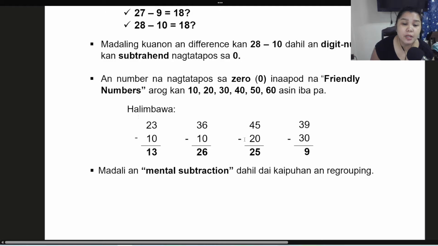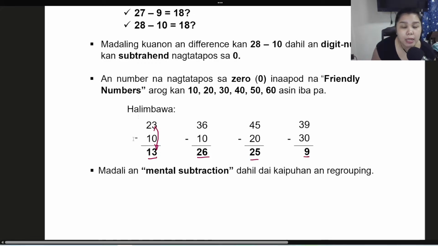Like for this one, all of these have a subtrahend that is a friendly number. So, 23 minus 10. Even without writing, automatically, when you look at it, you know you bring down the 3 because of the 0. If you take a look at this one, 23 minus 10, you don't need to compute because any number deducted with 0 is the same number. So 3, and then 2 minus 1 is 1. So the answer comes almost automatically because it's easy. There are just 0s in the subtrahend.